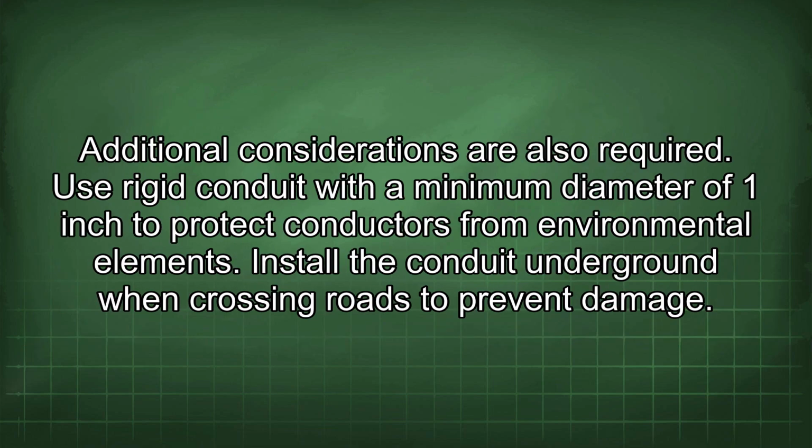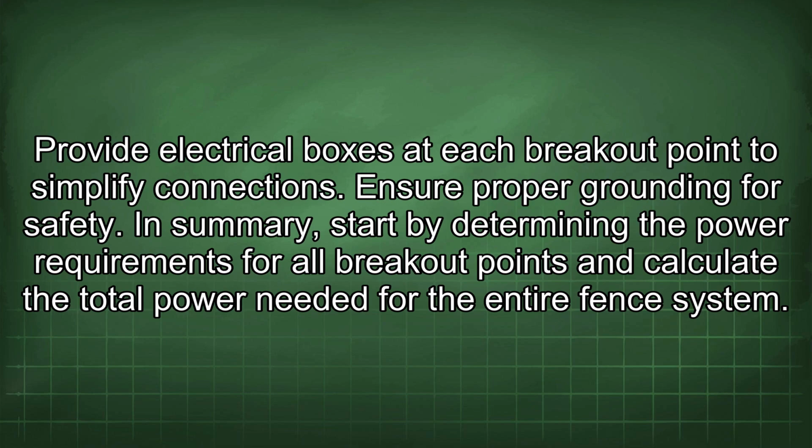Additional considerations are also required. Use rigid conduit with a minimum diameter of 1 inch to protect conductors from environmental elements. Install the conduit underground when crossing roads to prevent damage. Provide electrical boxes at each breakout point to simplify connections. Ensure proper grounding for safety.